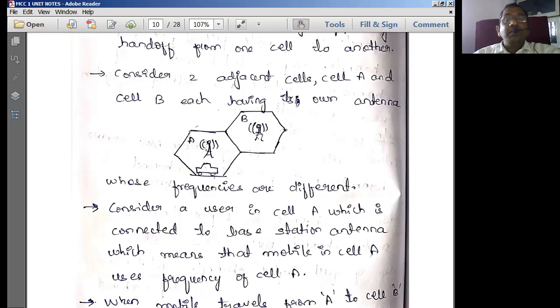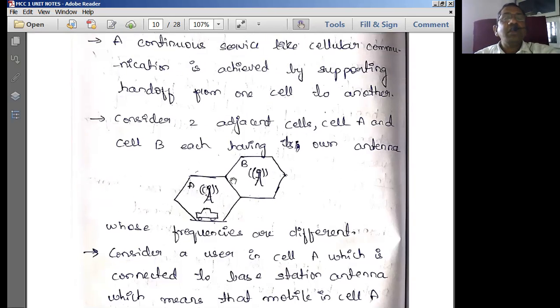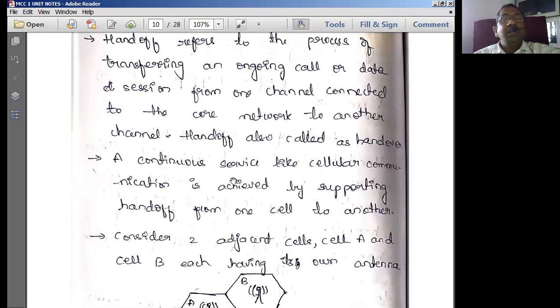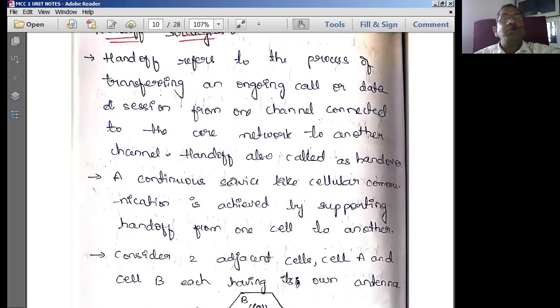Without disturbing its call, another set of frequency bands will be allocated to the mobile unit, even though the mobile unit is traveling from one coverage area to another, without disturbing the call. So this process of allocating a different set of frequency bands to the mobile unit is known as the handoff process. A very important process in cellular mobile communications.